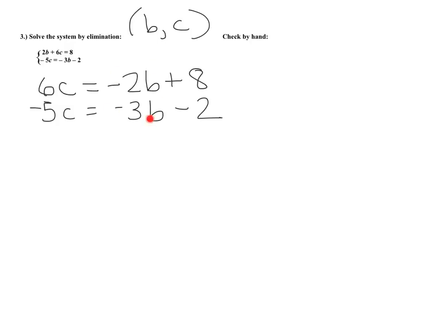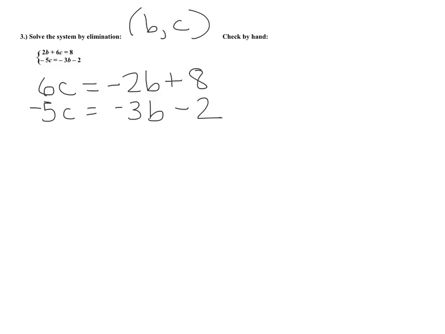If I wanted to eliminate the b, well, I need to think about, well, what multiple do 2 and 3 have in common? Well, that would be 6. And since they're both negative, I would need to multiply one of them by a negative number so that I have one positive and one negative. Okay, so if I wanted to eliminate the b, I would need to multiply the top by 3 or negative 3 and the bottom by 2 or negative 2.